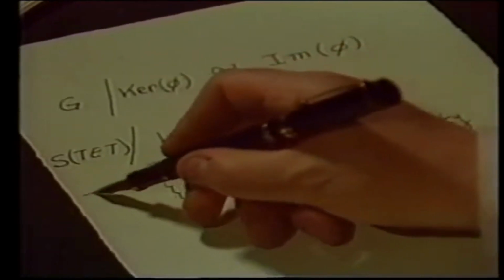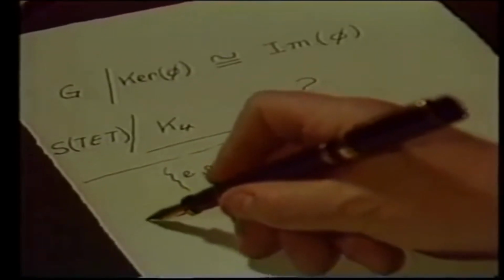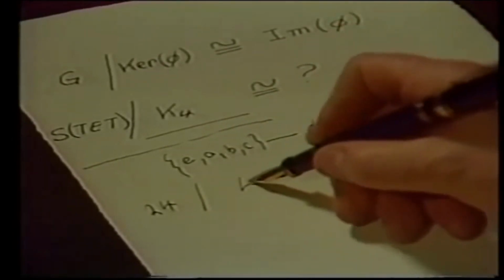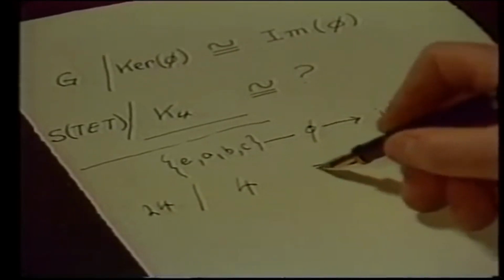What else can we say about the image of phi? Well, it's isomorphic to this quotient group. So its order must be the order of S tet, that's 24, divided by the order of K4, that's 4. So the order of M phi must be equal to 6. So the homomorphism must map the elements of S tet onto some group of order 6. But up to isomorphism, there are only 2 groups of order 6. There's the cyclic group and the permutation group S3.